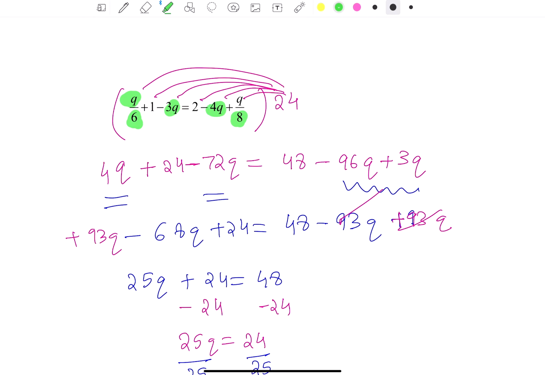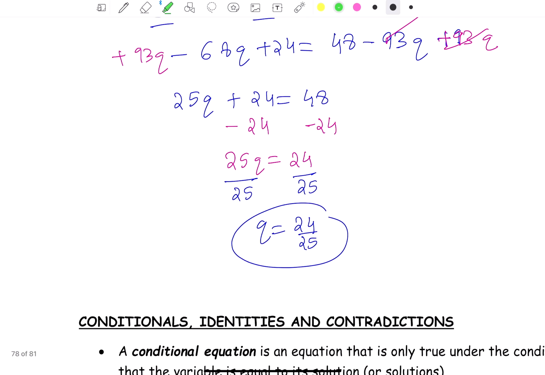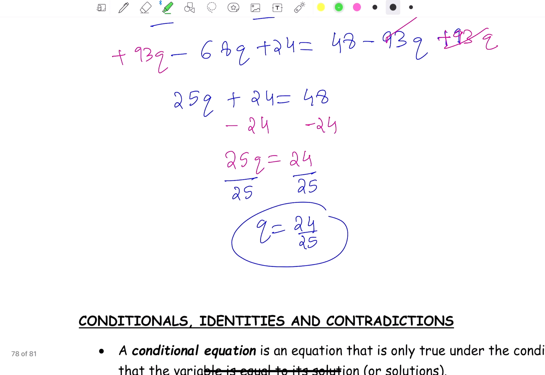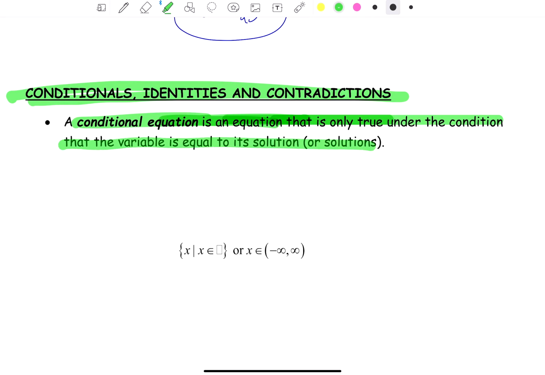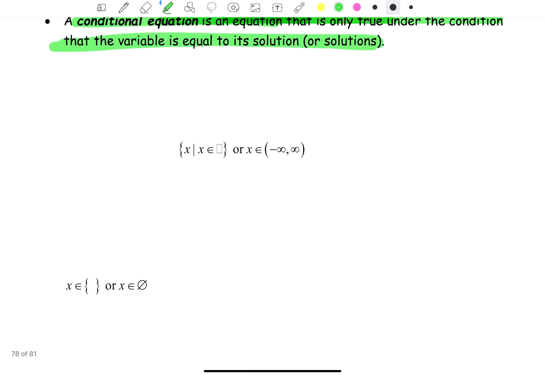in the original equation, if we replace q by 24 over 25, that would make the left and right hand side equal. Next, we're going to talk about conditionals, identities, and contradictions. A conditional equation is an equation that's only true under a certain condition, like the examples we just saw. When the variable takes on a particular number, left and right hand side are equal, and that number is called the solution to the equation.